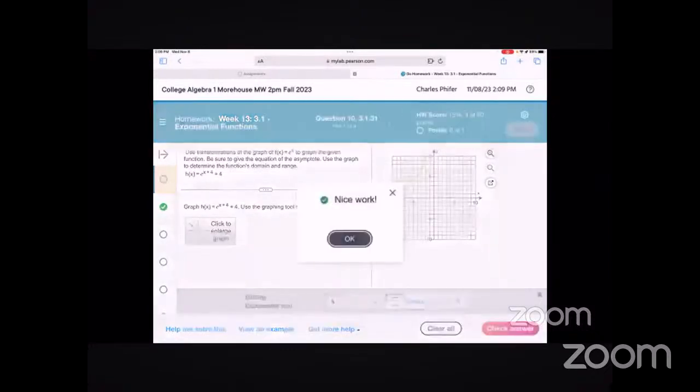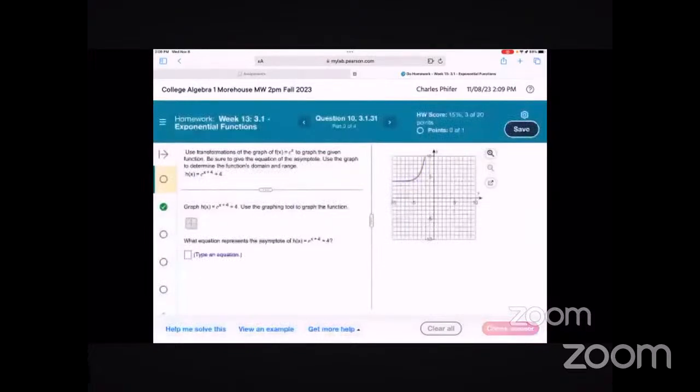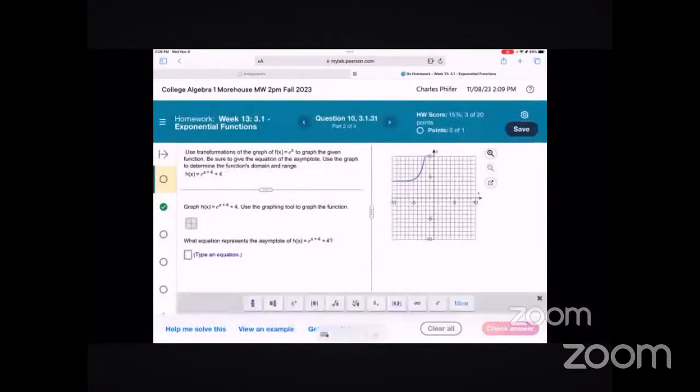Okay, that's fine. Yeah, +4. And I think maybe originally I said left. For some reason I put right, but it's fine. Okay. Oh, the asymptote. So it's going to be y equals 4.